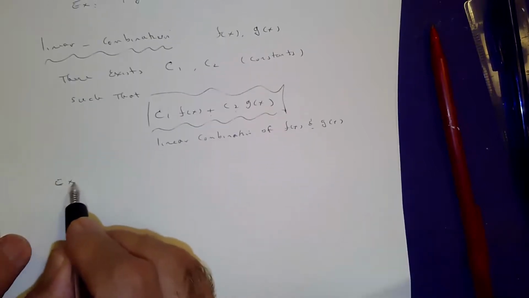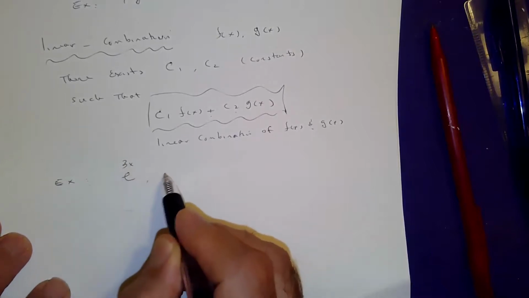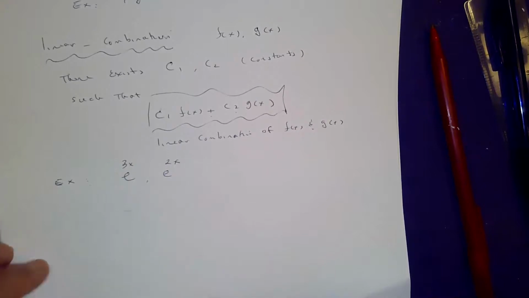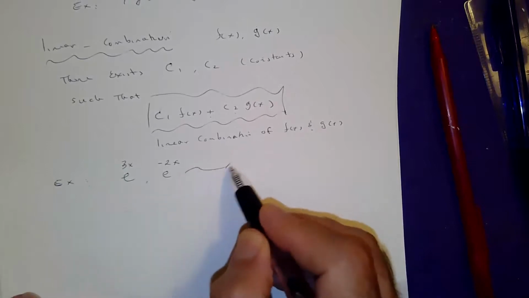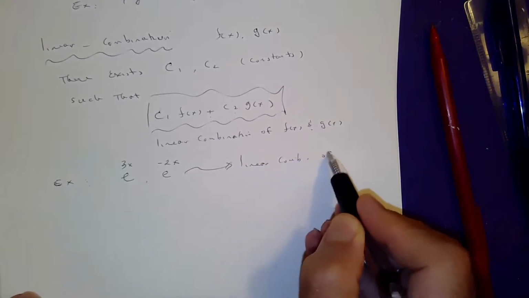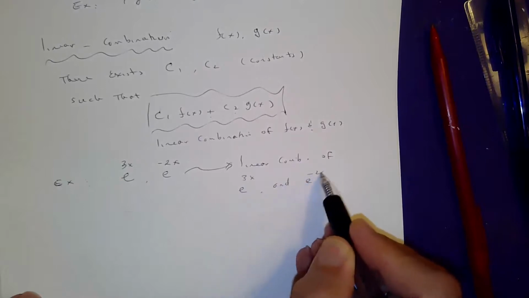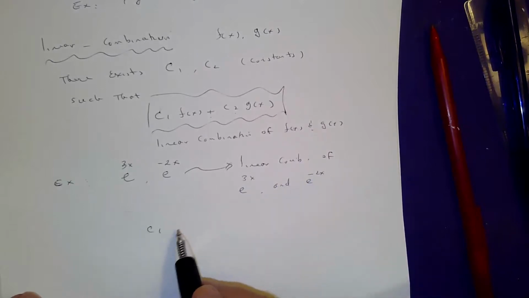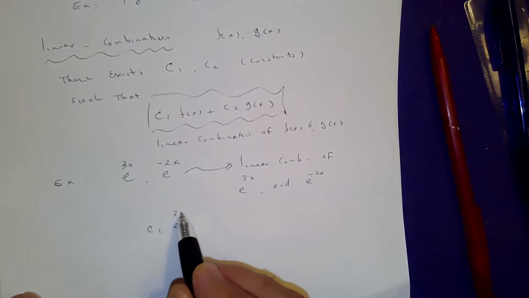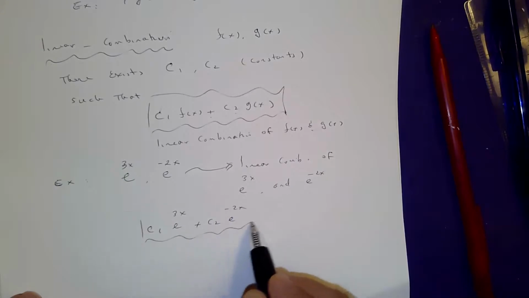Case in point, suppose I have two functions, let's say e to the 3x and e to the negative 2x. How would you write the linear combination of these? The linear combination of e to the 3x and e to the negative 2x can be expressed as c1 e to the 3x plus c2 e to the negative 2x.